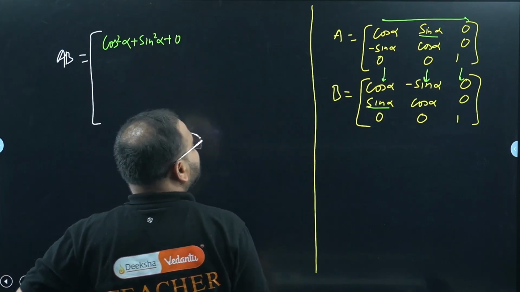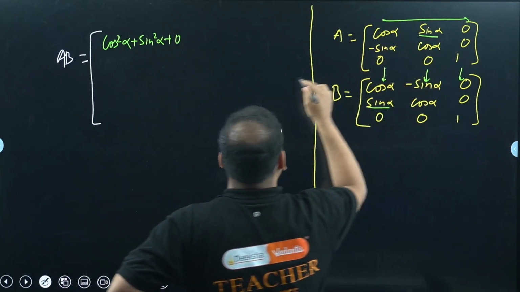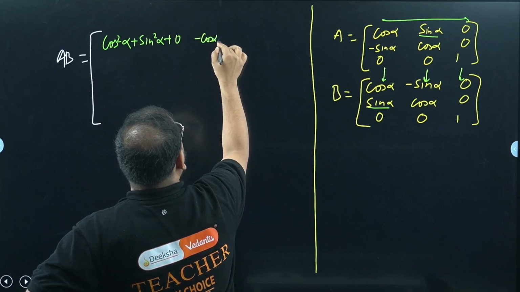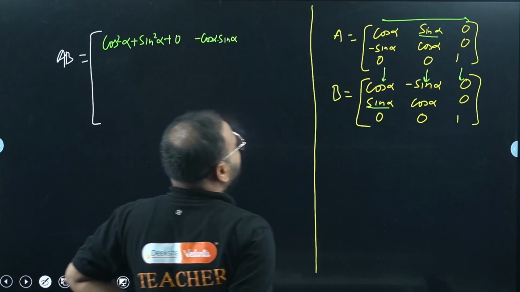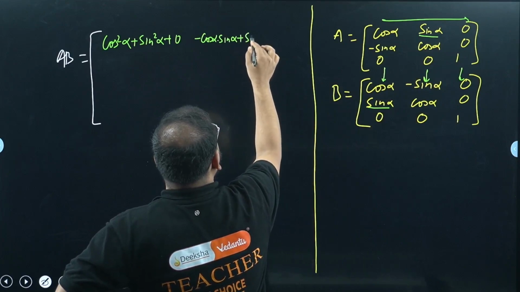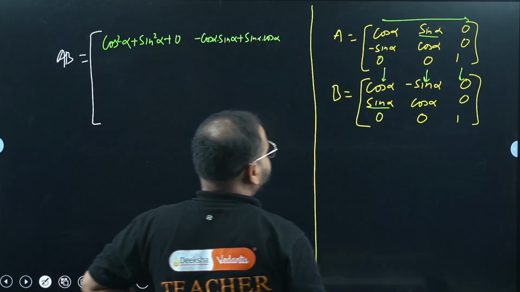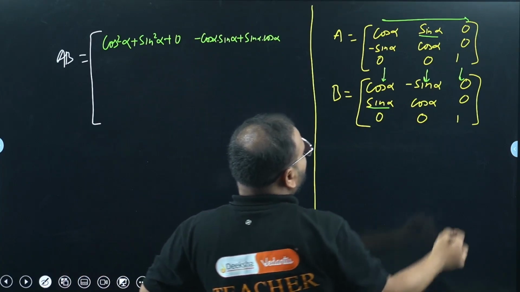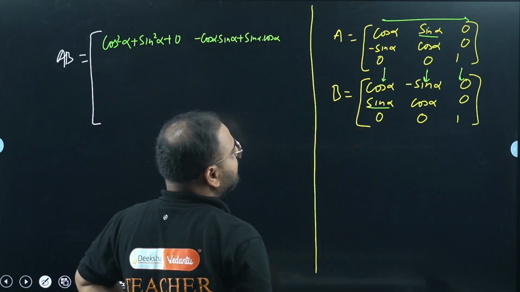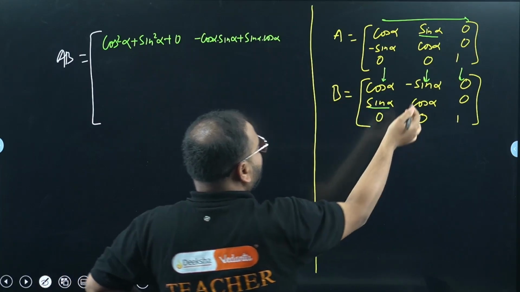Now second thing. This with this for the second element. So cos with minus sin alpha will be what? Minus cos alpha sin alpha. Now sin alpha with this cos alpha, so plus sin alpha cos alpha. What about the last term? 0 with 0 will be just 0, so I don't have to write that. Now what about last term?